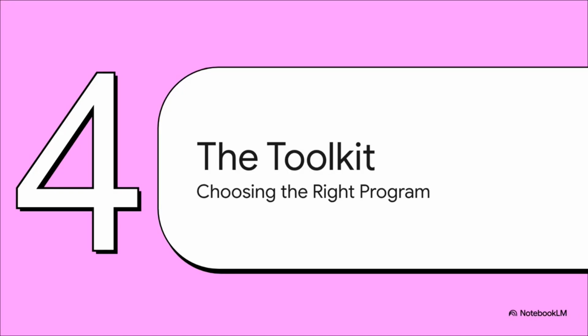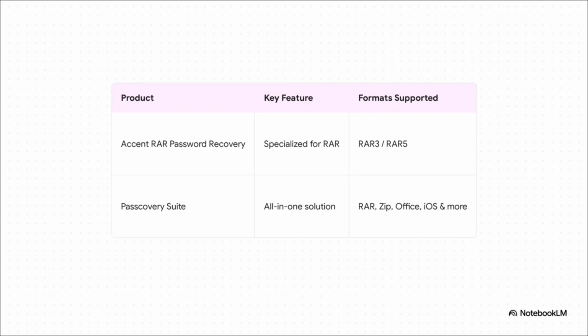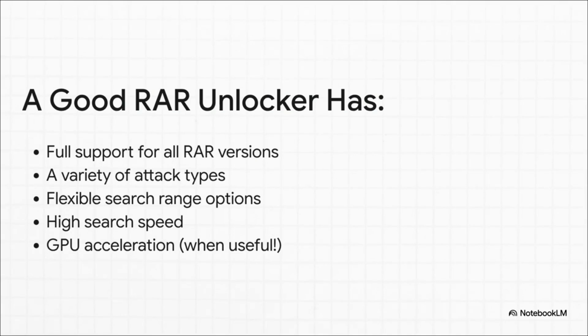All right, now that we understand the problem and the fix, it's worth just taking a quick look at the tools we use for this stuff. Because having the right software is just as important as knowing all these little tricks. Now, the source material for this explainer comes from the folks at Passcovery, and they offer a couple of tools for this kind of work. There's Accent RAR Password Recovery, which, just like the name says, is laser-focused on just RAR files. And then there's Passcovery Suite, which is their bigger, all-in-one solution that handles a whole bunch of different formats, way beyond just RARs.